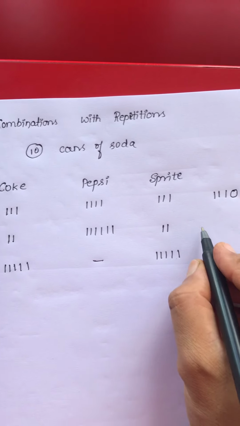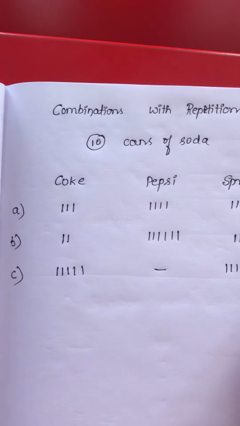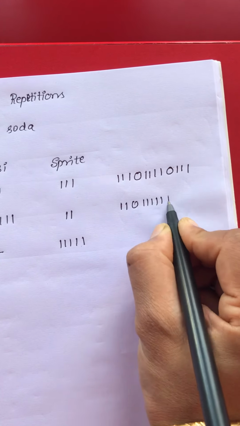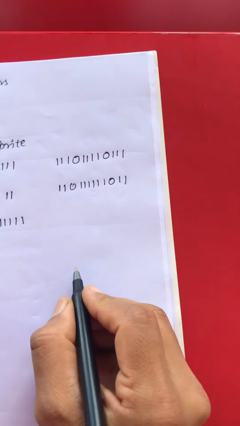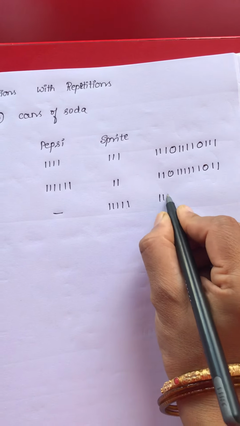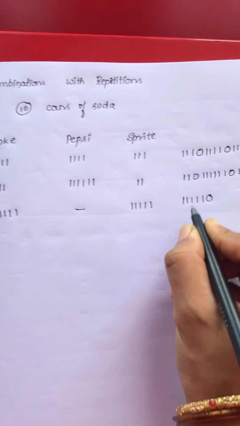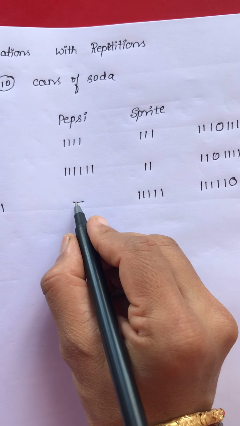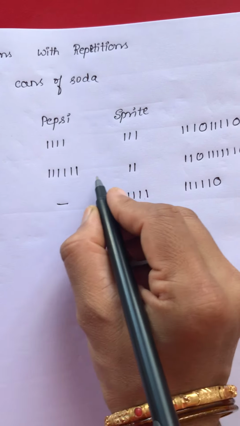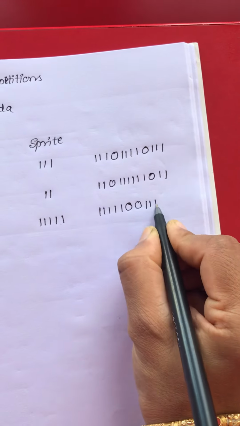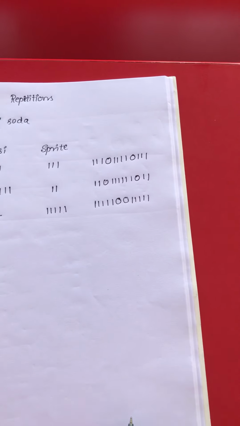Similarly, the second one can be written as 2 ones, then a transition, then 6 ones, transition, 2 ones again. Similarly, the last one also you can check: 5 ones are there, then there is a transition to Pepsi. From Pepsi he has not taken any can. Again there is a transition to Sprite, and again there are 5 ones.